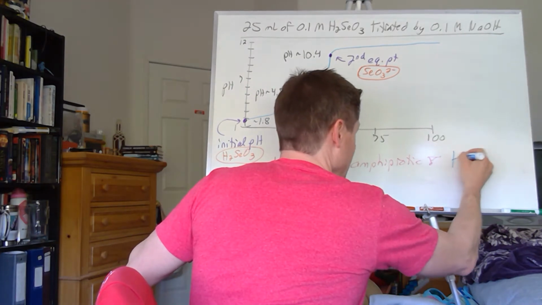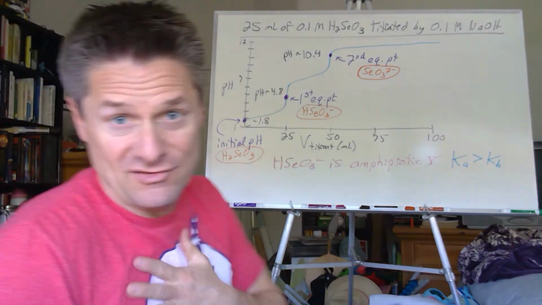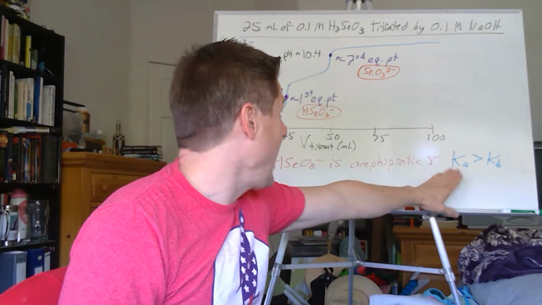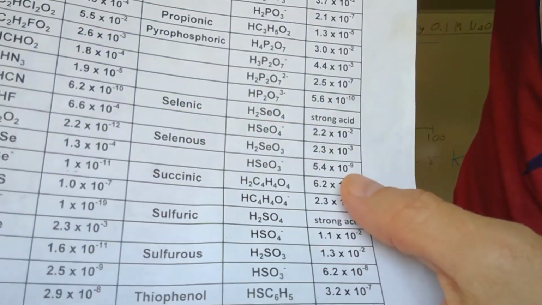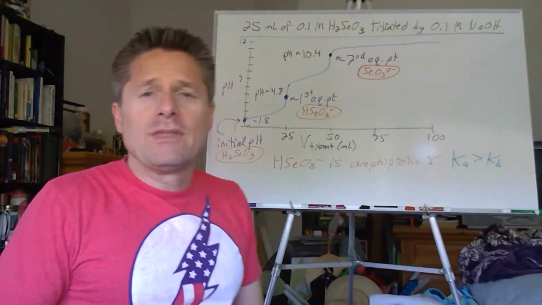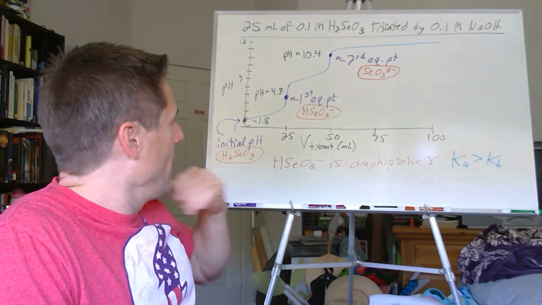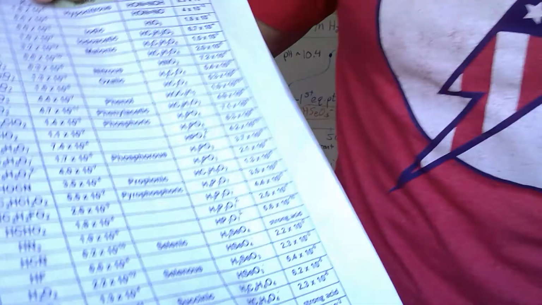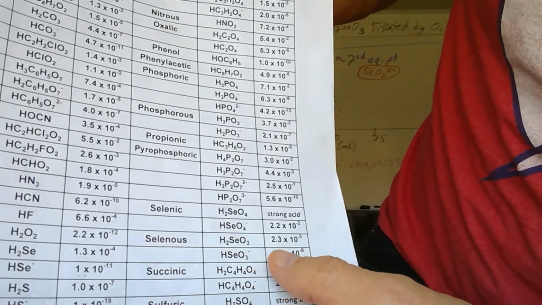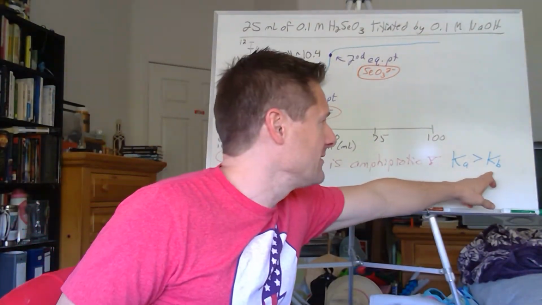Okay? So in this one, Ka is greater than Kb. I'm not going to go through and do the calculations. I did just to make sure. We know Ka for that because we can look at it. For HSeO3 minus, that's 5.4 times 10 to the minus 9. See that? So if you want to do the Kb, you just take Kw divided by the Ka of what it forms, which is H2SeO3. So you take 1 times 10 to the minus 14th divided by 2.3 times 10 to the minus 3. That's going to give you a really tiny number. So Kb is going to be smaller than Ka.